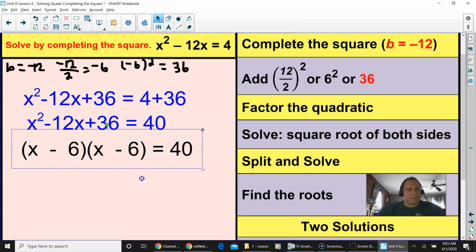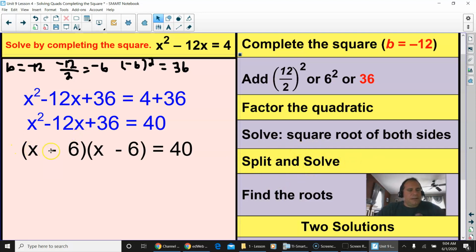And just like that. So once you have them like that, you could just go ahead and split them up. Split and solve. Just like this says right here, split and solve. So just take a look at this. X minus 6 times x minus 6 is this. X minus 6 squared equals 40.